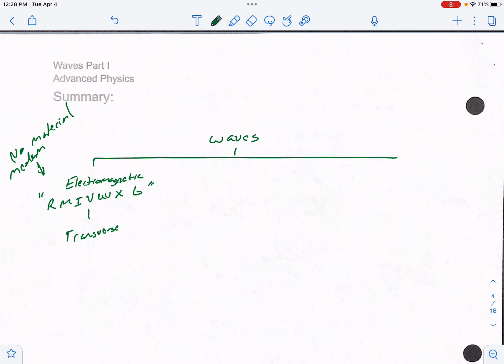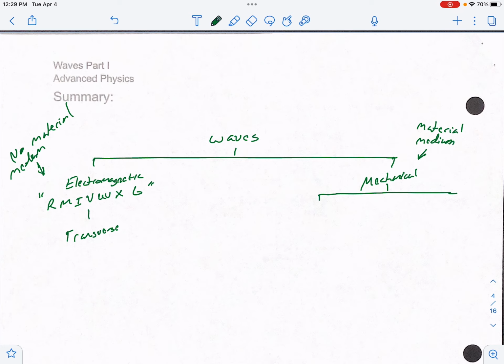Okay, now your other type is going to be your mechanical. And this one does need a material. So material medium. So it needs something like either air particles, water, an actual object like a rope or a slinky. Okay, that's what I mean by material medium. Now we can break that down into 3 categories itself.